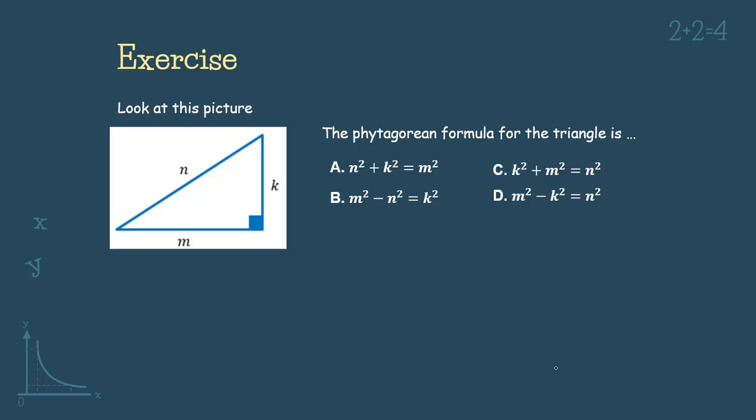Now let's do an exercise together. Look at this triangle. The question is, the Pythagoras formula for this triangle is A, B, C, or D. Now I will give you 1 minute to solve this question.